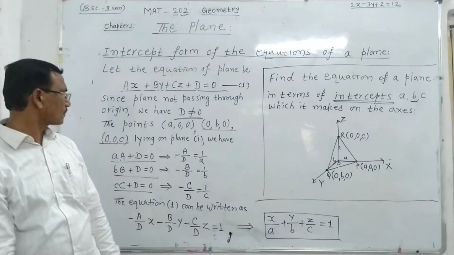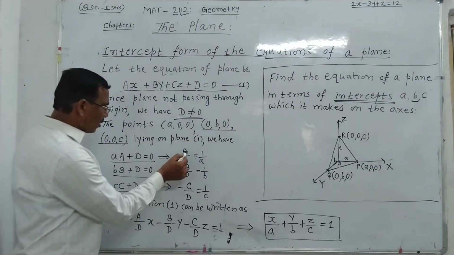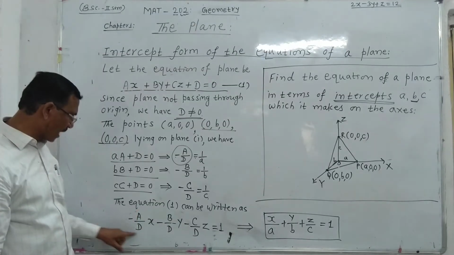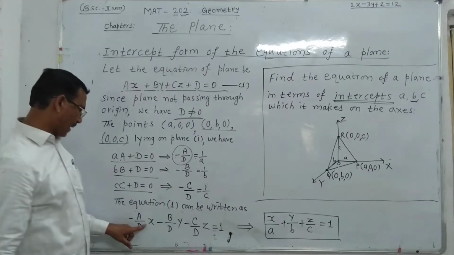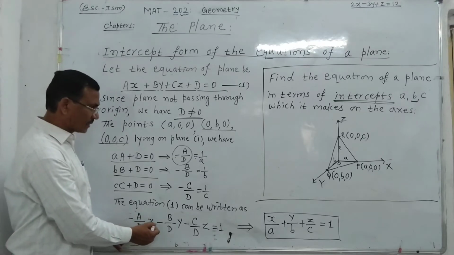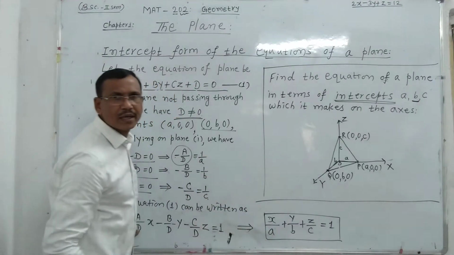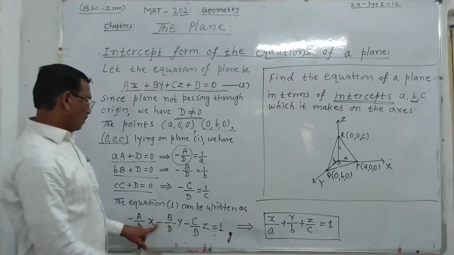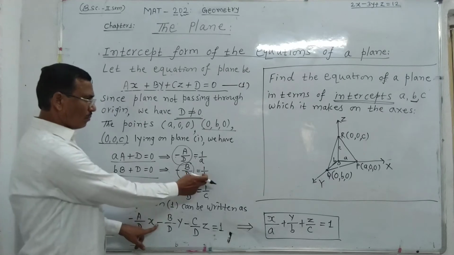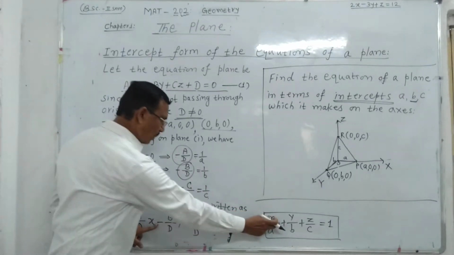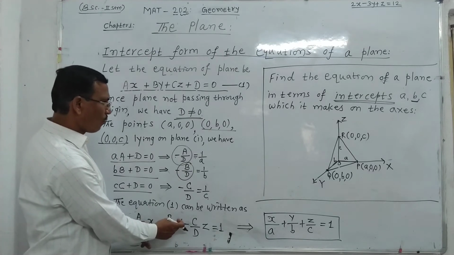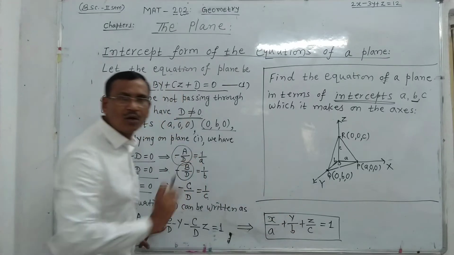Is it clear? Now, substitute the value of minus A upon d in this equation. What is minus A upon d? It is 1 upon a. So 1 upon a into x can be written as x upon a. Then minus B by d is plus 1 upon b. Therefore, it is plus 1 upon b into y, that is plus y upon b.